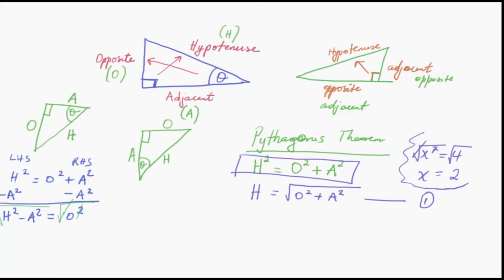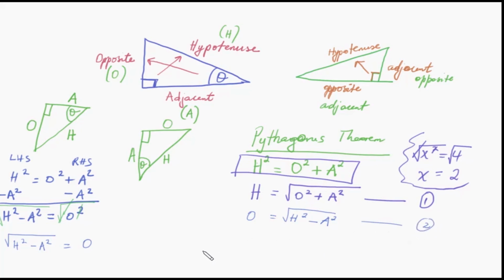So what does that mean? That means ultimately we are going to have o, or the square root of h squared minus a squared, is equal to O. And O is the opposite side. So if you are asked to find the opposite side, you will use the formula opposite equals the square root of h squared minus a squared. That would be the second formula for your own benefit.